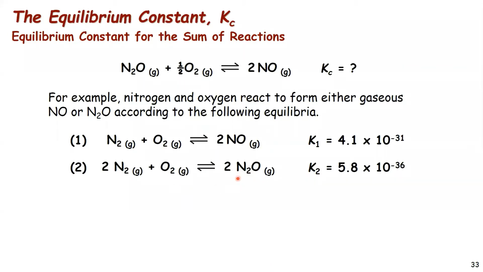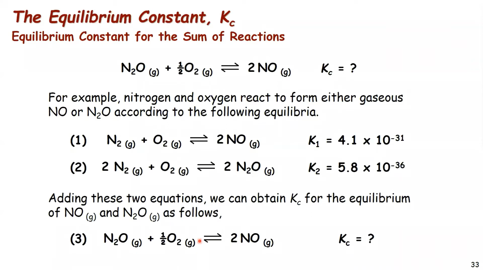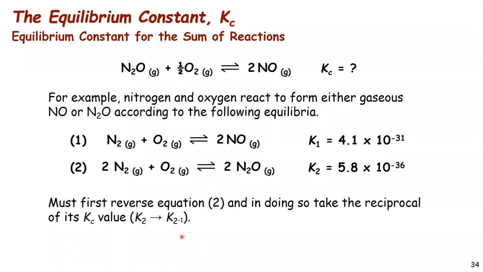Problem here is it's backwards. I need to flip this reaction, right? I need to get this product into the reactant, so I need to flip the reaction, okay? And again, this is what we're trying to get, right? We're trying to add these together to get this. So first, I'm going to flip this reaction, okay?